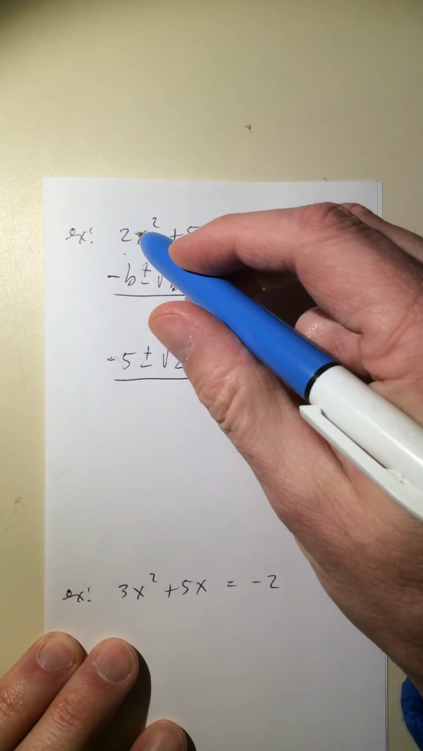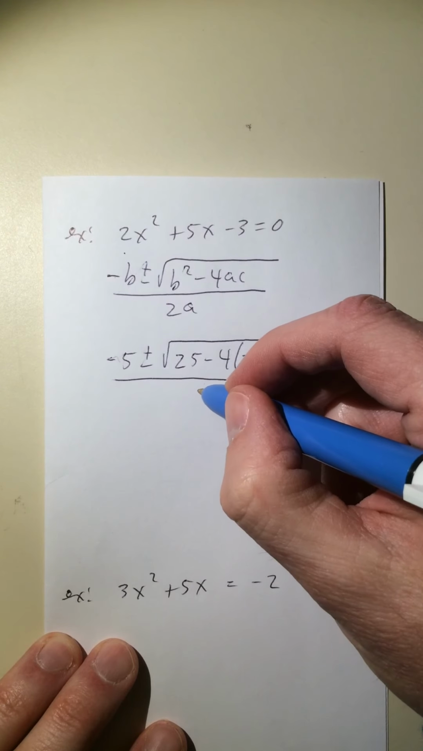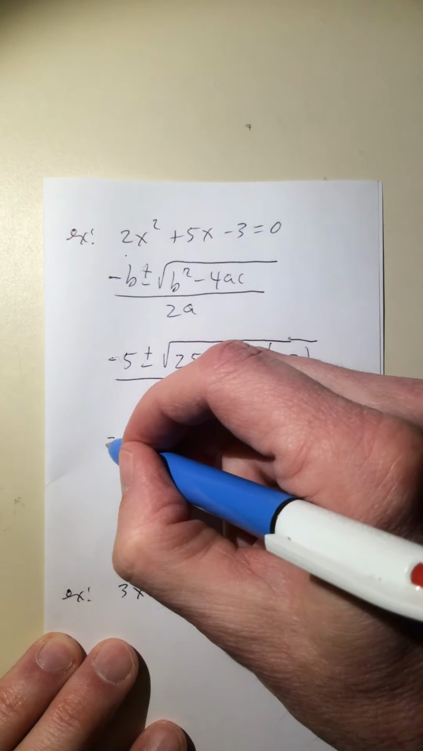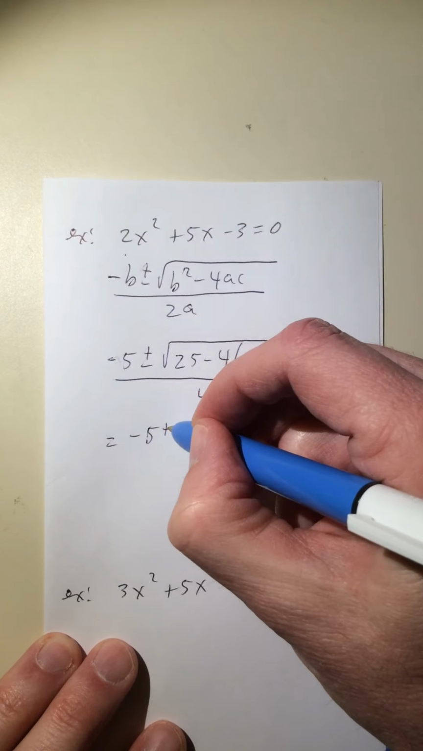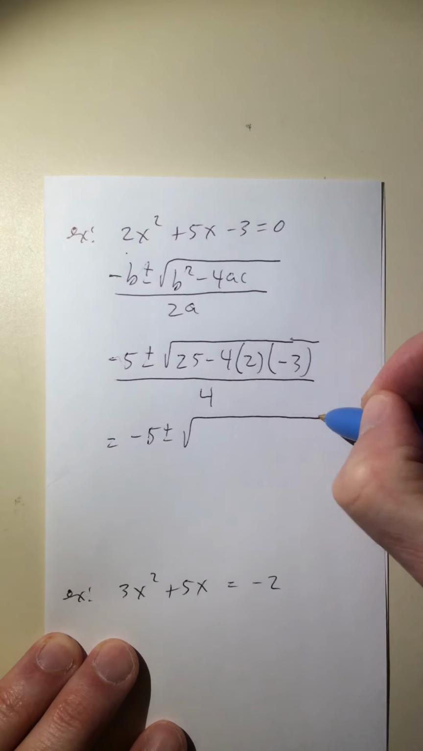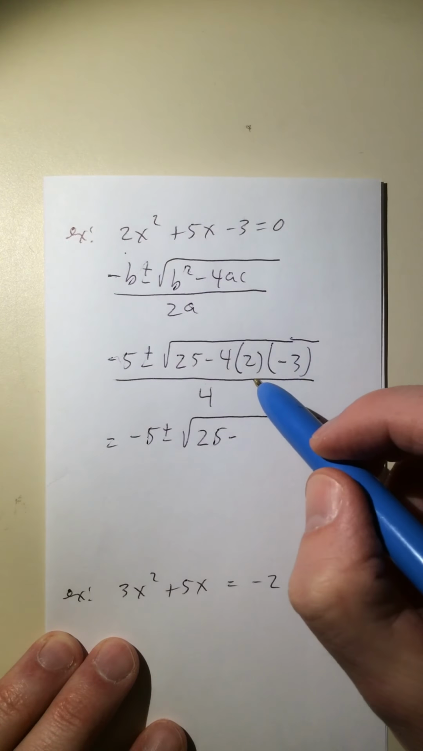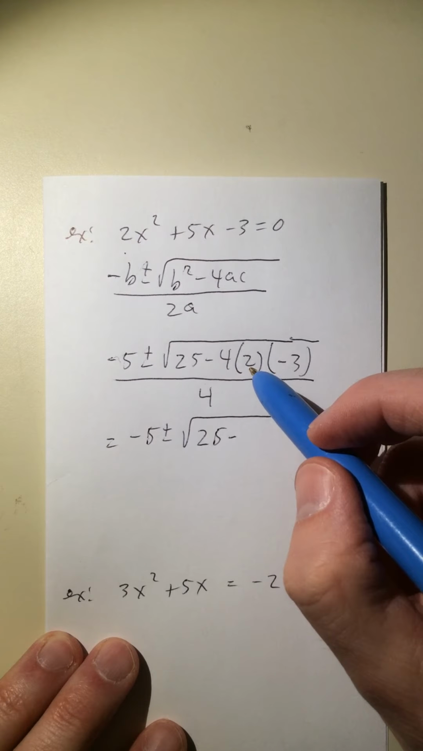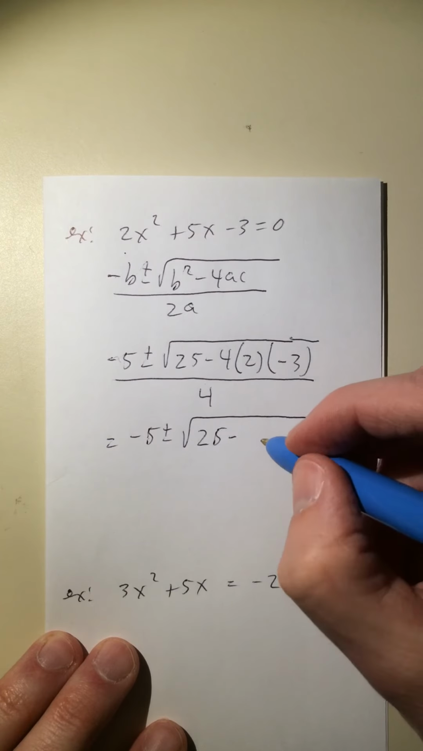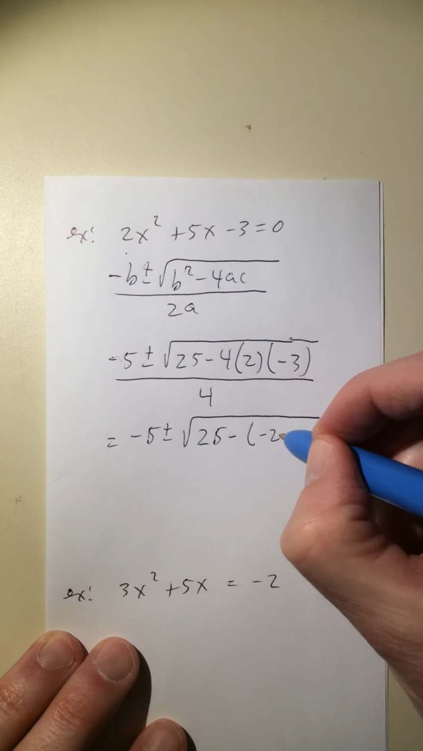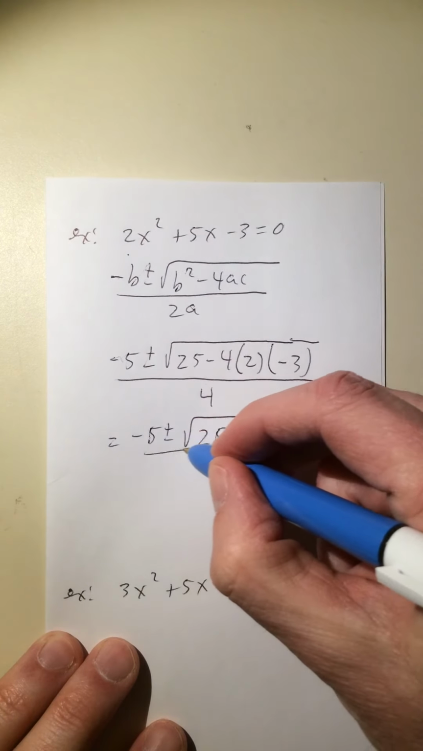And this is 2 times a is 2, 2 times 2 is 4. So we have negative 5 plus or minus the square root of, and we do the work in here. So we get 25 minus 4 times 2 is 8. 8 times negative 3 is negative 24. So we get negative 24 here over 4.